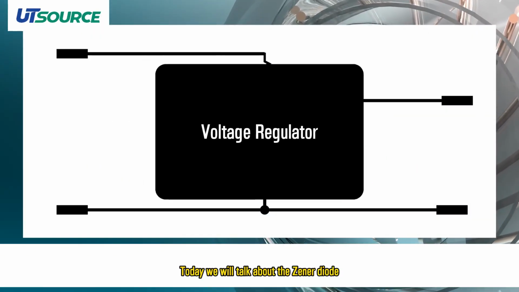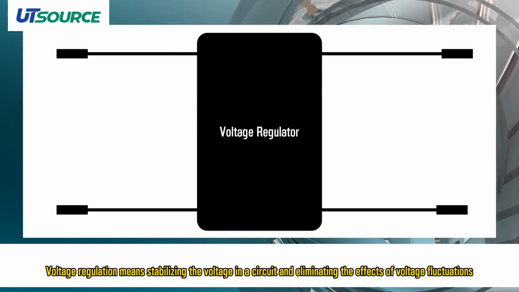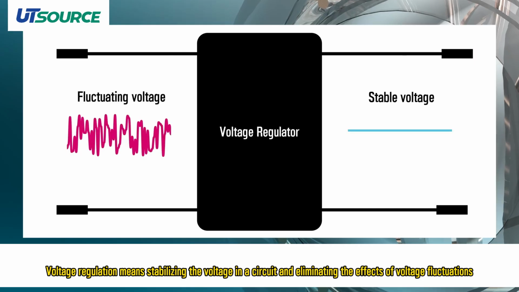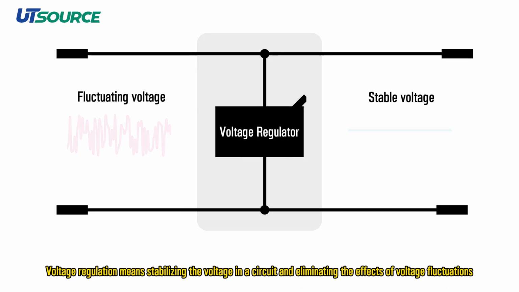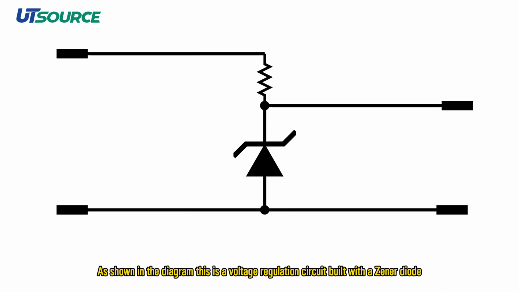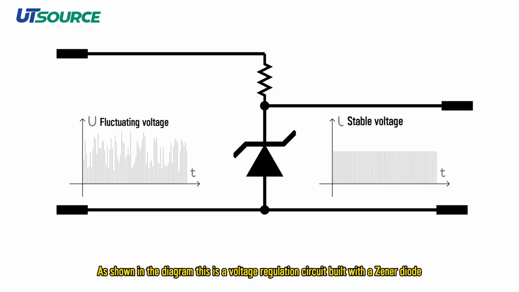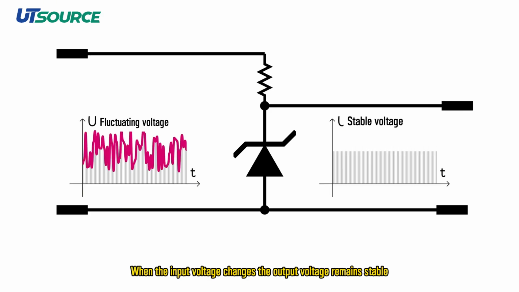Today we will talk about the Zener Diode. Voltage regulation means stabilizing the voltage in a circuit and eliminating the effects of voltage fluctuations. As shown in the diagram, this is a voltage regulation circuit built with a Zener Diode. When the input voltage changes, the output voltage remains stable.